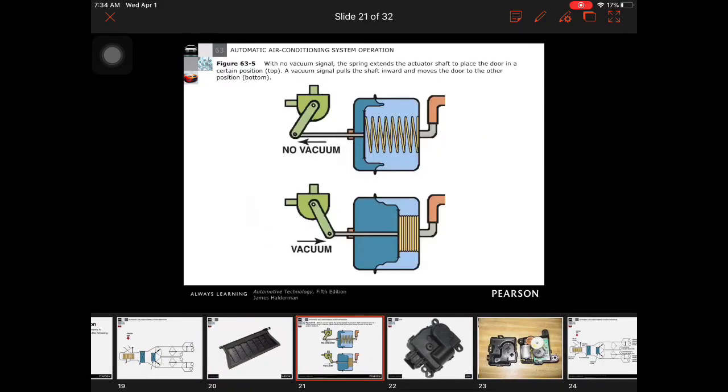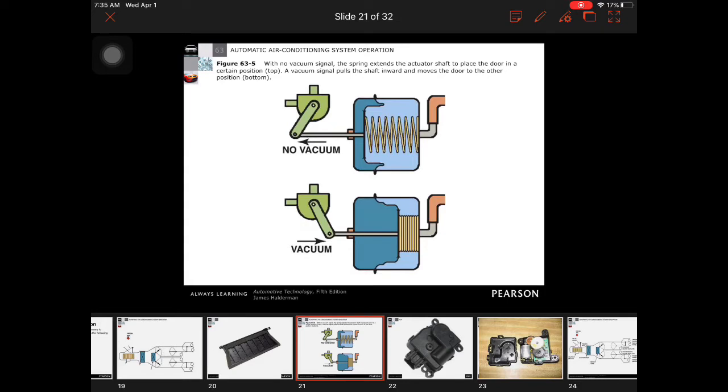Okay, so we have a couple different ways that we can actually actuate those doors. Obviously, it can be mechanical. I don't know very many vehicles that are mechanical anymore. In fact, I can't think of any. But it's been around for a long time, and it's just a cable basically that goes from a lever to the door, and pretty simple. Nothing hard about that, right?